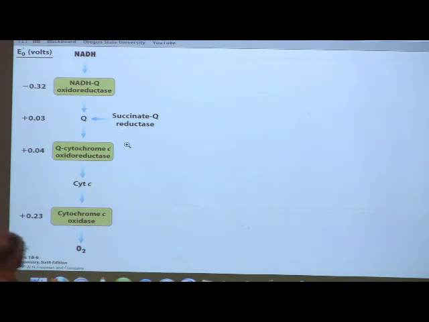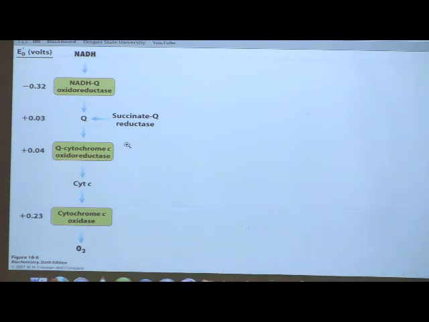All right. What did I tell you about complex 2? Where does complex 2 fit in this scheme? Complex 2 accepts electrons from FADH2. So electrons coming from FADH2 come in this direction through succinate Q reductase, which we call complex 2. And if you remember, succinate Q reductase was the enzyme in the citric acid cycle. We called it succinate dehydrogenase at that point, but it's the same thing. So complex 2 is the citric acid cycle enzyme.